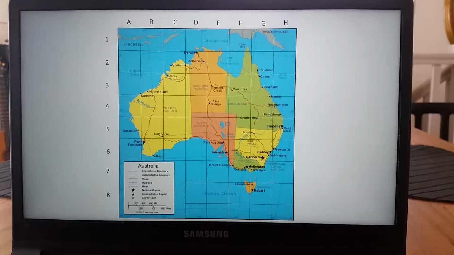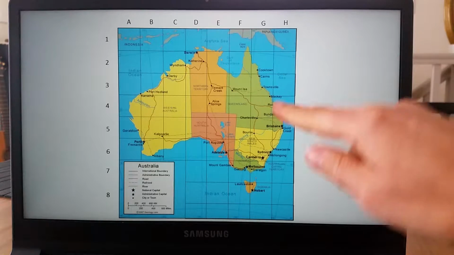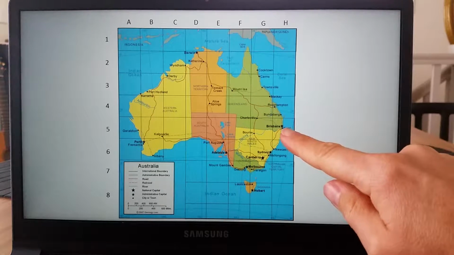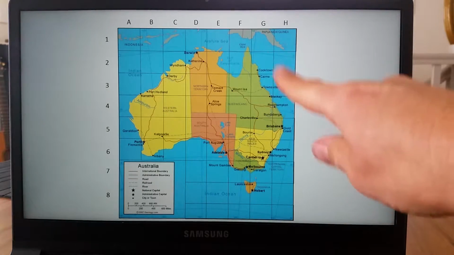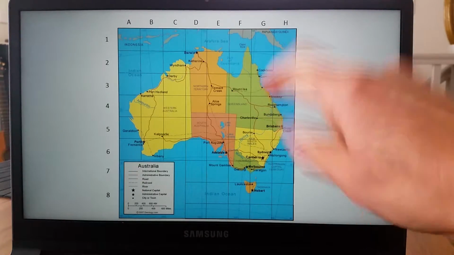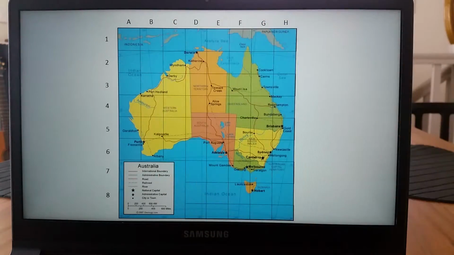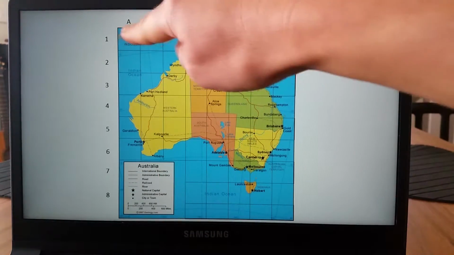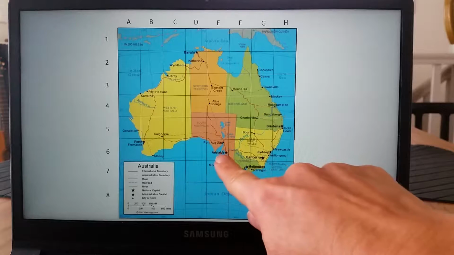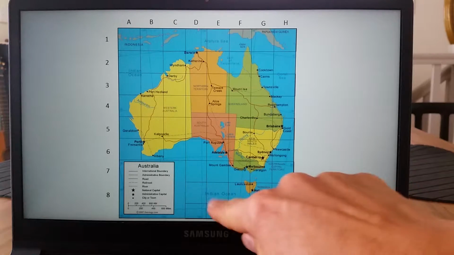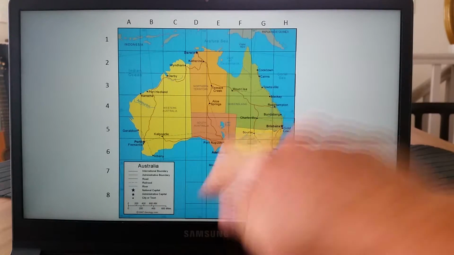So just looking quickly at the map, from what we know, what we've done before, we could say, for example, that Brisbane here is located on the east coast of Australia, and we can say that Perth, on the other hand, is on the west coast. Darwin is up the north, and we've got Adelaide and Hobart down the south here.